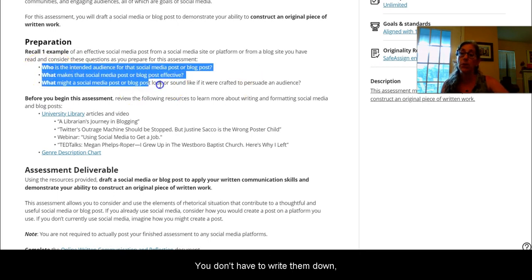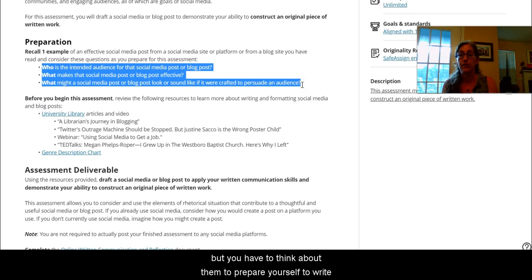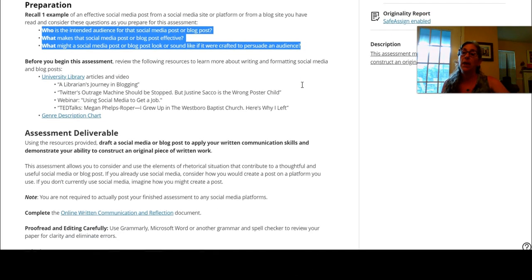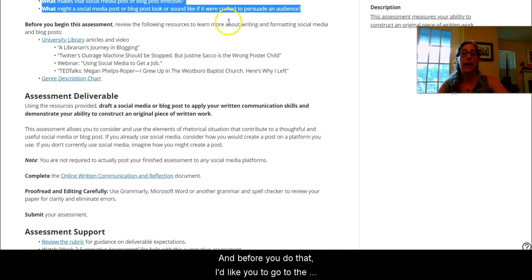All right, so here are these questions. You don't have to write them down, but you have to think about them to prepare yourself to write your social media post. And before you do that, I'd like you to go to the university library and to take a look at these articles, which are resources to help you in writing and formatting a social media post, as well as some examples.